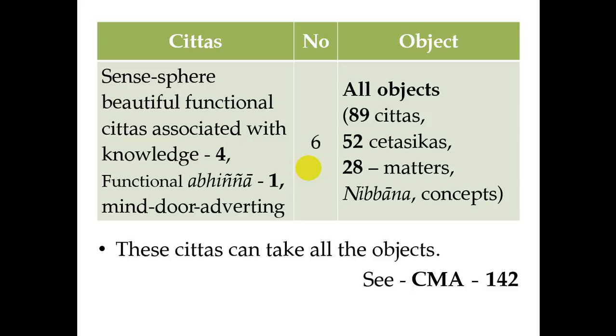And also here, the four functional Cittas arise in the minds of the Arahant and the Buddha, right? So these mental states can take all the objects. Here, all the objects mean 89 Cittas and 52 Cittasikas that associate with them, 28 matters, Nibbana and concepts. In other words, we can divide into four types of object. When you divide in that way, it is much clearer. Number one, sense sphere.